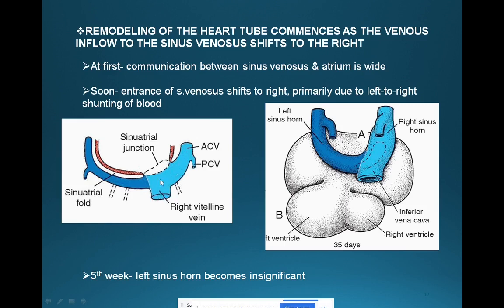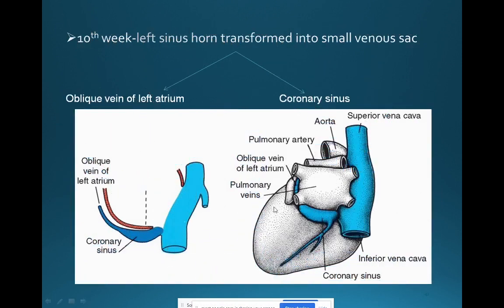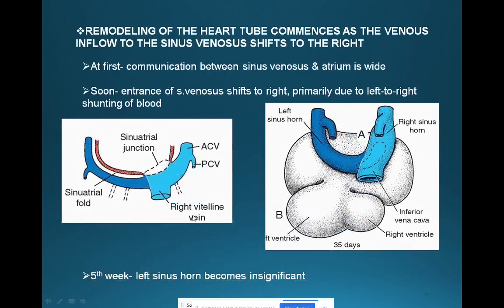Okay, so the right vitelline vein is only opening into the atrium, and whatever is left from the left side becomes the coronary sinus and oblique vein of the left atrium. The coronary sinus and oblique vein of the left atrium are the remnant of the left horn of the sinus venosus. Okay, now we will see what happens when the right side opens into it.